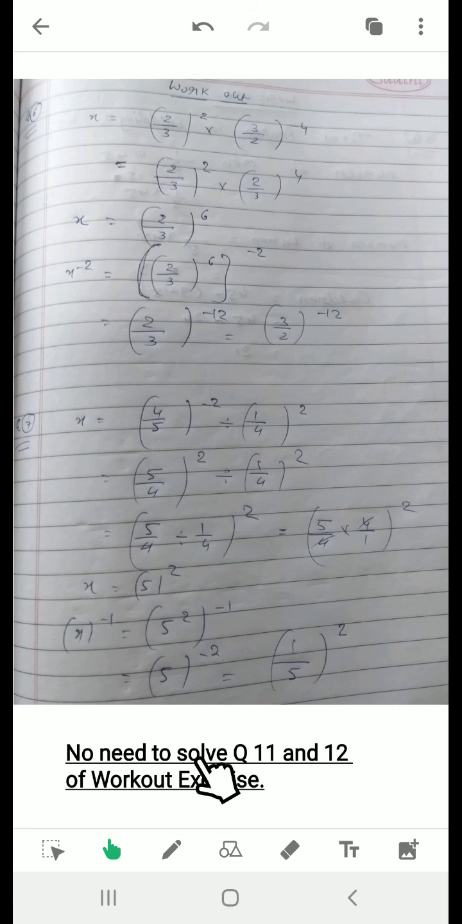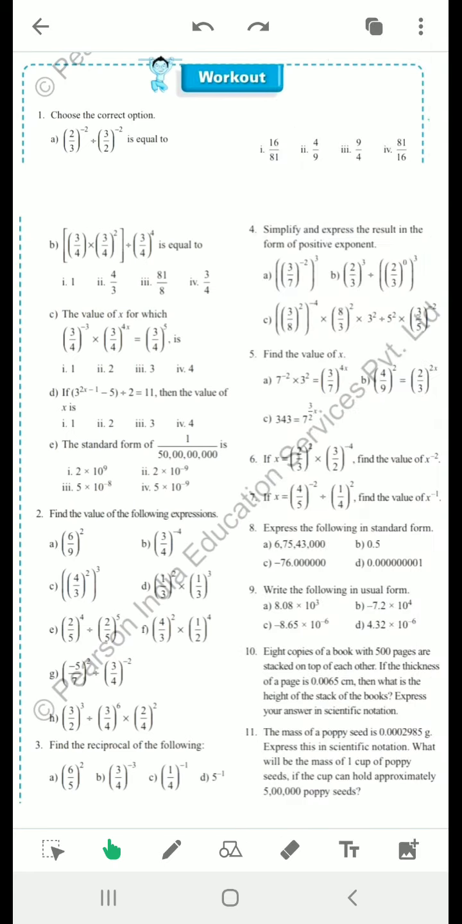You need not solve question number 11 and 12 of the workout exercise. Both questions you need not solve in your notebook. Solve up to question number 10. Try to solve all the questions of the workout exercise in your notebook. If you get any doubt, then you can ask. Thank you.